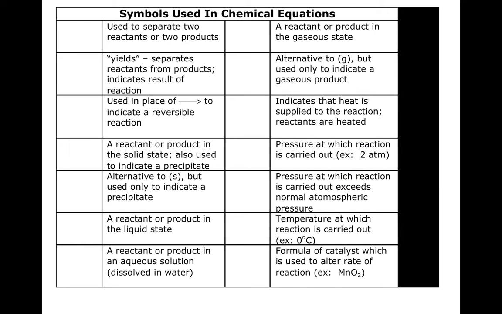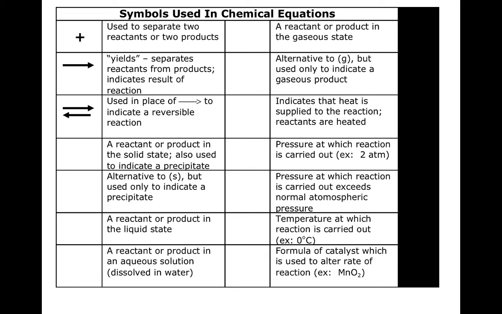In a chemical reaction, there are a lot of different symbols that can be used. We're going to use a plus sign to separate two or more reactants or two or more products. Between the reactants and the products, you'll see what's called the yield sign, or an arrow. If a reaction is considered to be reversible, then you'll see a double arrow.